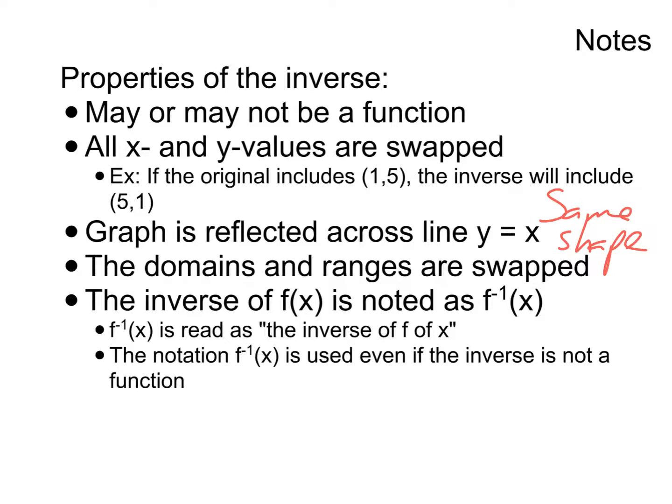All right, moving on here, the domains and ranges are swapped. We saw that a little bit ago. The whole idea is because domain talks about x and range talks about y, and the inverse flips x and y. And finally, the notation and how we read that notation. Make sure that you understand what it means when we see f to the negative 1 of x, and that we don't read it that way. We read it as the inverse of f of x.